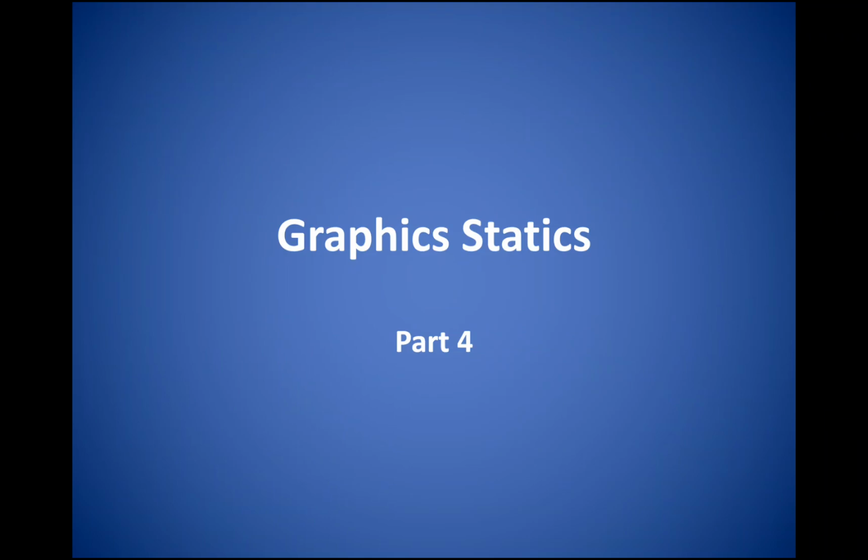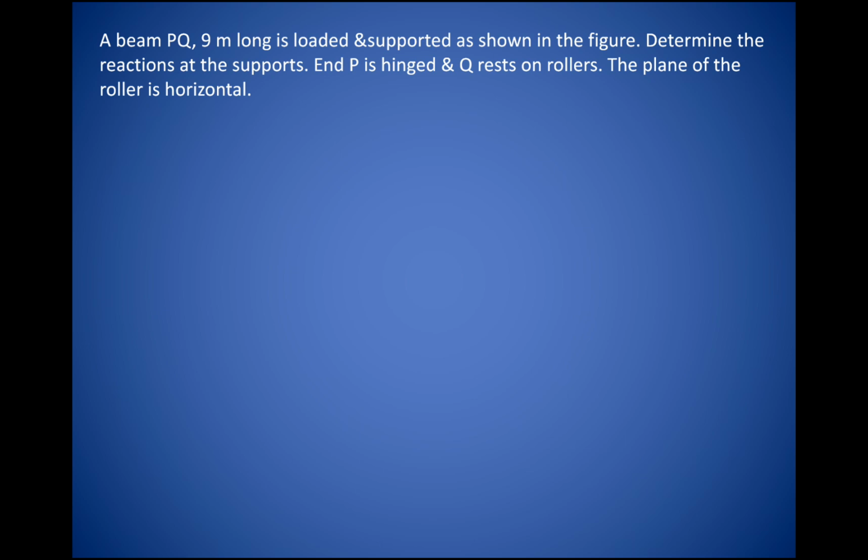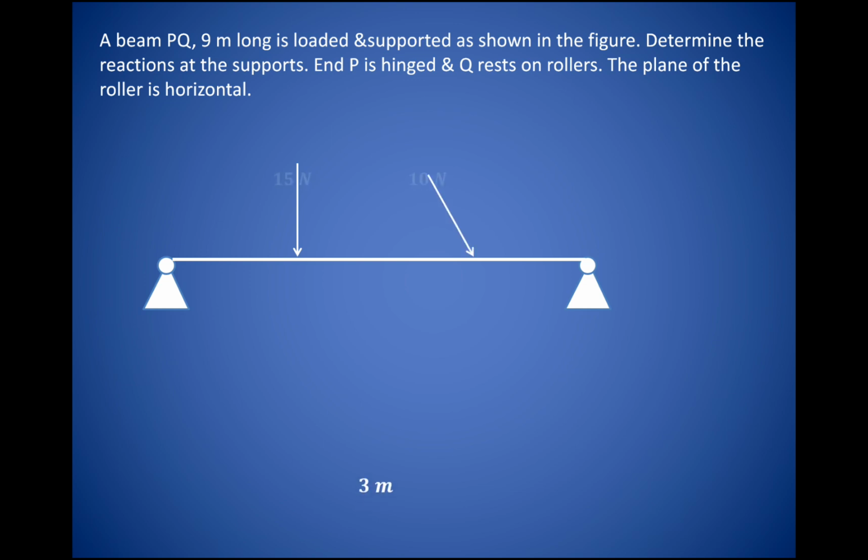Let us try to understand how to find out the beam reaction in case of a simply supported beam carrying an inclined load using the graphical method. As shown over here, we have the beam PQ, which is loaded in such a way that there is a hinge support at the left hand end and a roller support on the right hand side.